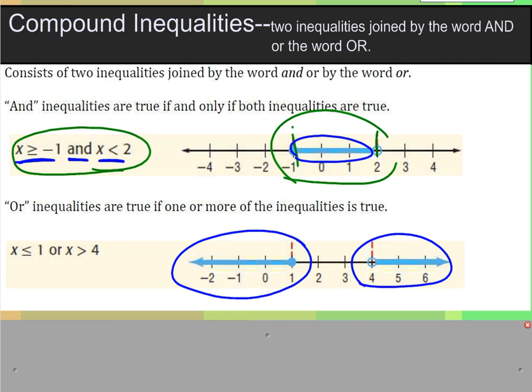Or is a little bit different. Or says it's either got to be this or this. I don't care which. It's either got to be less than -1 or bigger than 4. I don't care which. That's why or is a little bit more relaxed with where you're trying to look. And means it's got to be in one little focused area, or means it's got to cover a lot of ground.